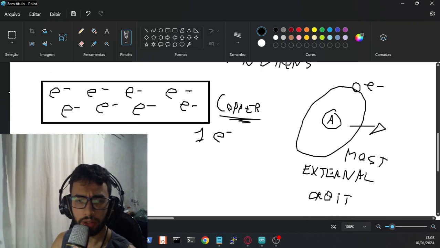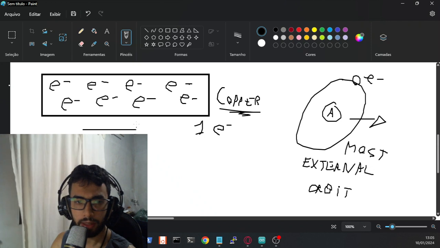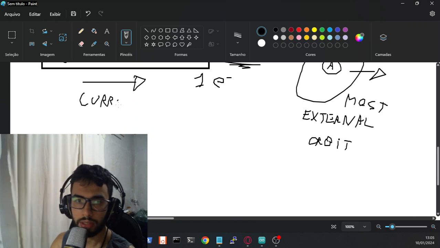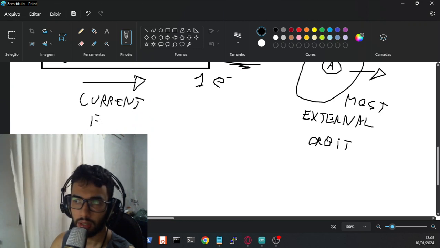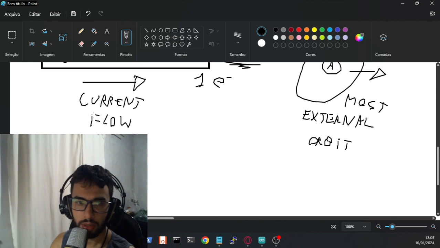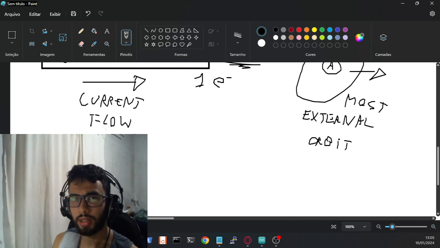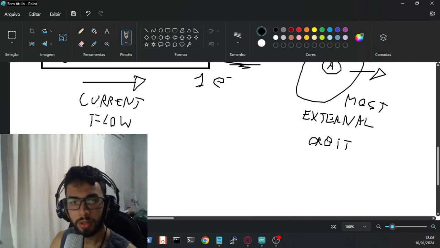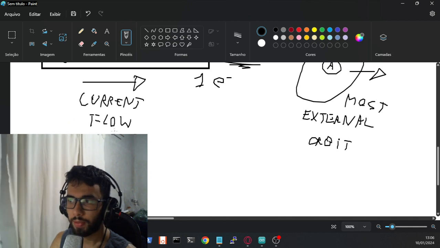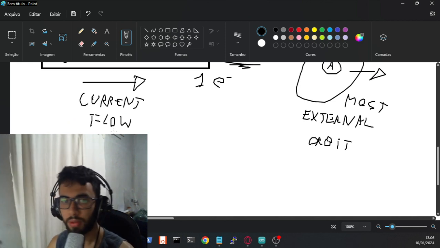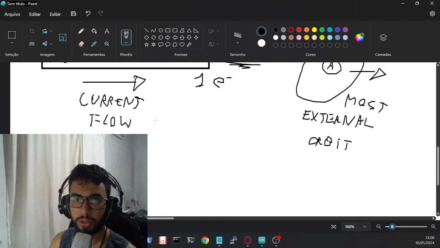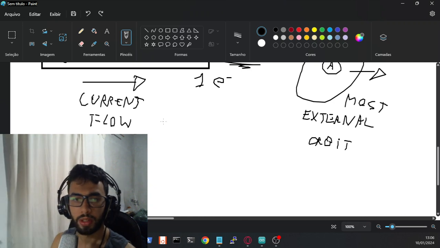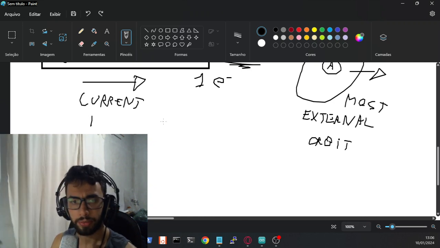So when we have a movement here, we say that we have a current flow. So what is an electrical current? Electrical current means a flow of electrons passing through the wire. So when we have this current flow passing through the wire, we have an electrical current, or a current flow of these electrons.